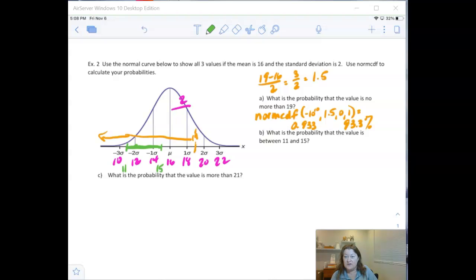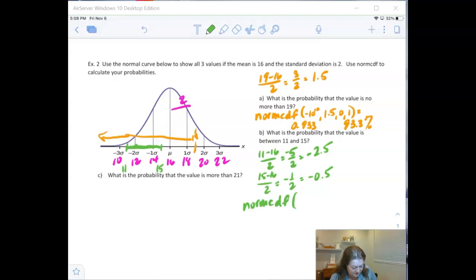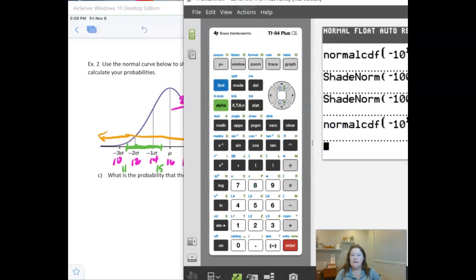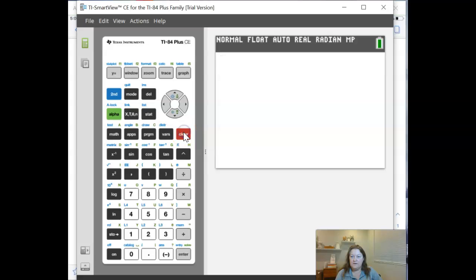So again, I have to go to a z-score. Now this time I'm going to have to find z-scores for both. So the first one is 11 minus 16 over 2. That is negative 5 over 2. That's negative 2.5. And then the upper one is 15 minus 16 over 2. That's negative 1 over 2. That's negative 0.5. So when I go to do this one with norm CDF, I'm going to start at negative 2.5 as a z-score, go up to negative 0.5 with a 0 and a 1, and figure out what that amount is. So this one, I'm not expecting it to be more than 50% because it's already in the lower portion. Okay, so I'll bring this one back in, clear all that out.